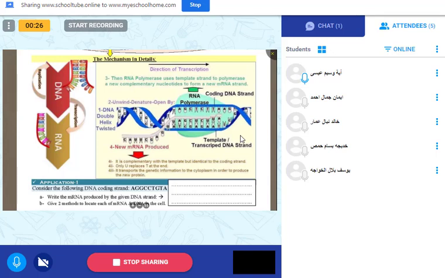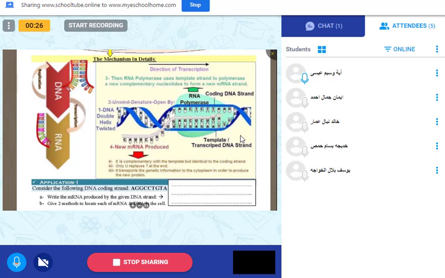Then the last sentence, Aya, sentence 4 too please. Only you replace T at the end. Right. And the last sentence: it transports the genetic information to the cytoplasm in order to produce the new protein. So now you have a copy of the DNA. Now you send it to the cytoplasm to build the protein you want. Okay? Thank you Aya. You understand it? Yes. Okay, thank you.